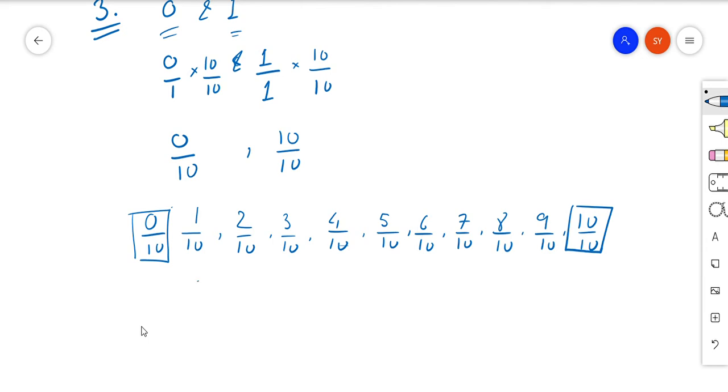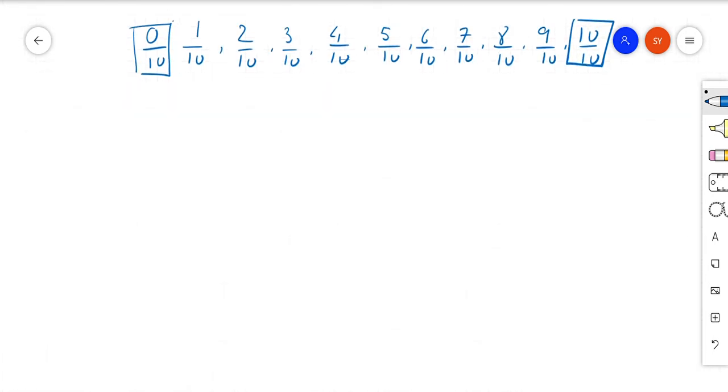If you write it, it is 0.1, 0.2, 0.3 and so on. So these are the numbers which are between 0 and 1, but we are supposed to write in p by q format, so we can't write like this. Don't write this. We'll just write it in p by q format. So these are the numbers, you can choose any 5. So this is the first one. We'll do the second.